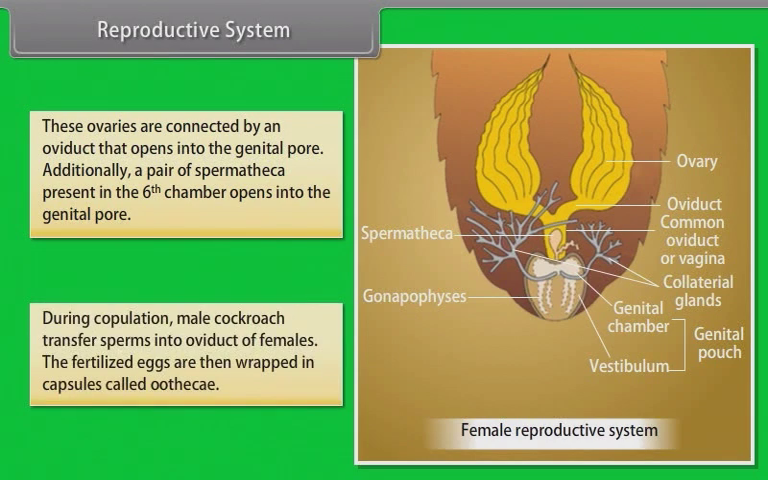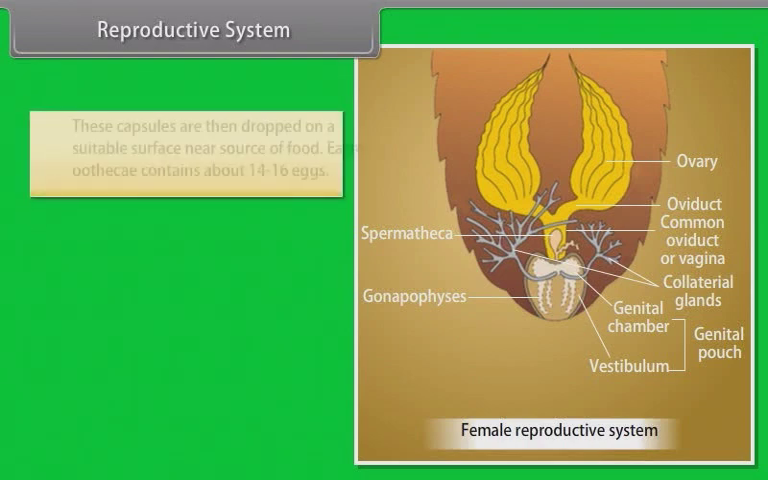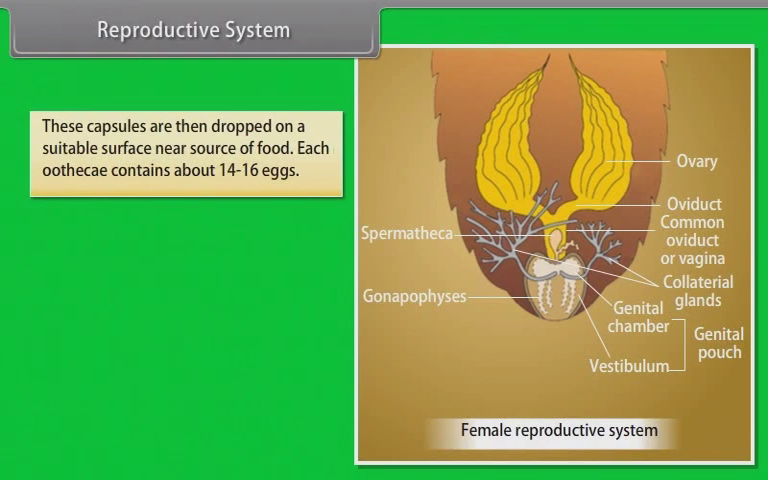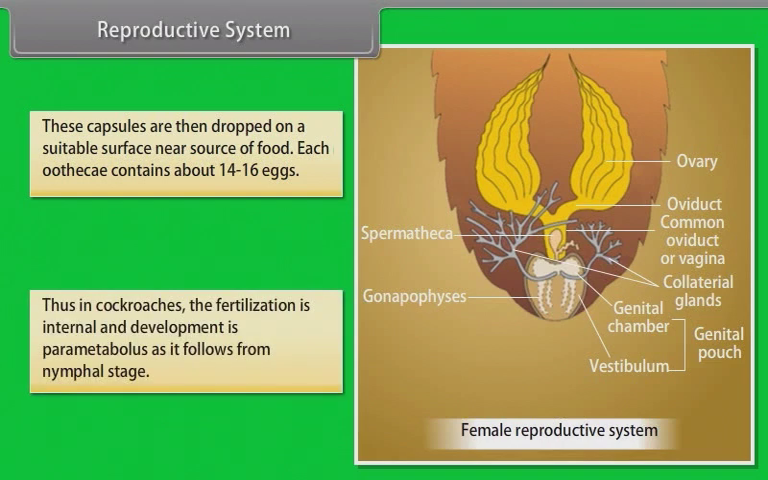During copulation, the male cockroach transfers sperms into the oviduct of the female. The fertilized eggs are then wrapped in capsules called oothecae. These capsules are dropped on a suitable surface near a source of food. Each ootheca contains about 14 to 16 eggs. Thus, in cockroaches, fertilization is internal and development is paurometabolous, as it includes a nymphal stage.